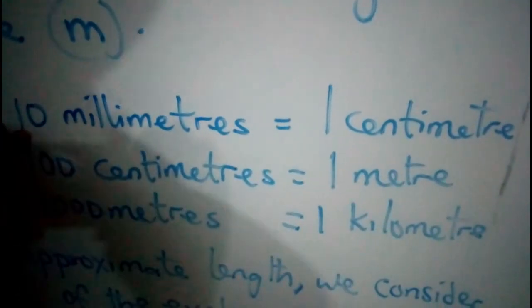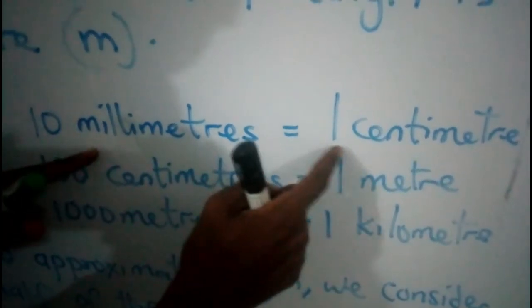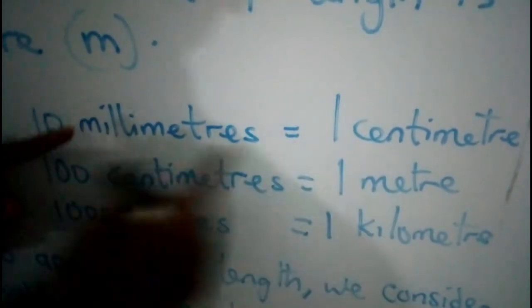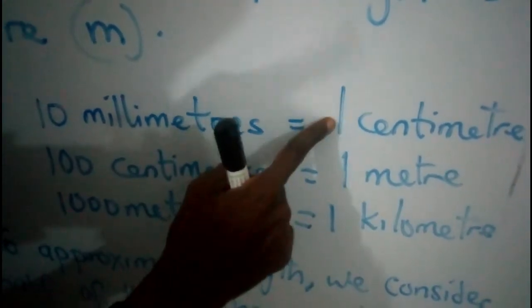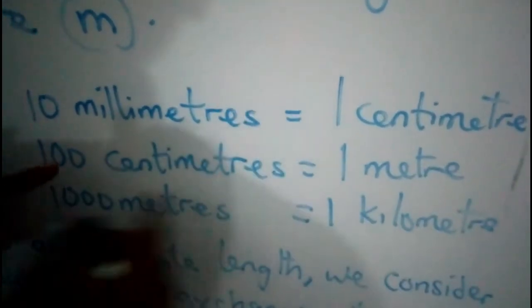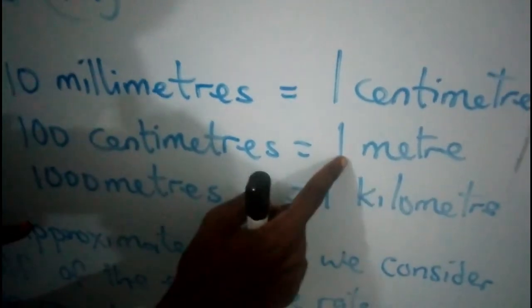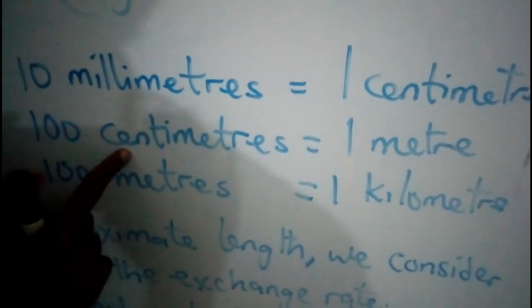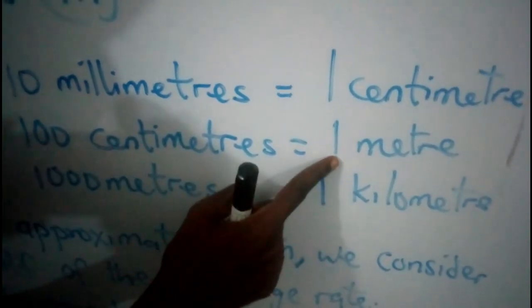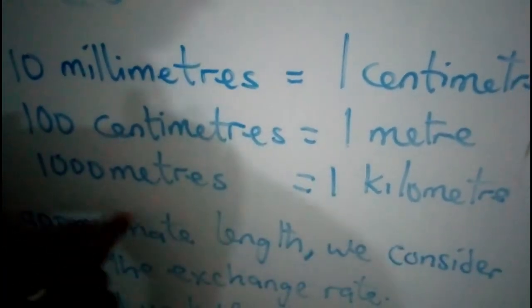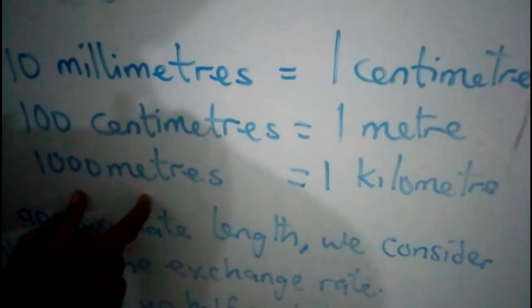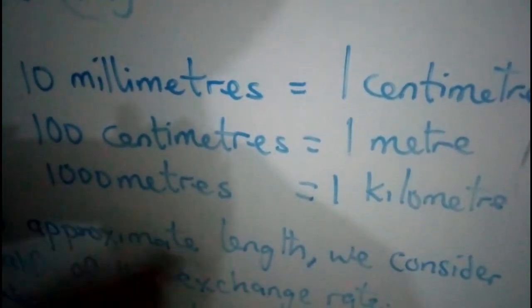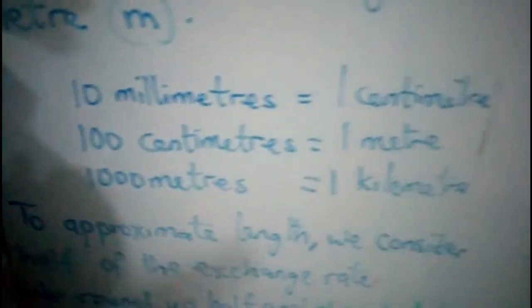What exactly do I mean? 10 millimeters make 1 centimeter. It means out of these two units, centimeter is a bigger unit, millimeter is a smaller unit, because it takes 10 millimeters to get just 1 centimeter. The same thing is applicable here. 100 centimeters make 1 meter. Meter here is a bigger unit compared to centimeters, because it takes 100 centimeters to get just 1 meter. And the last one here, 1000 meters make 1 kilometer. Kilometer here is a bigger unit, while meters is a smaller unit, because it takes 1000 meters to get 1 kilometer. Now we need to know this because we're going to apply it in the examples we will do later.